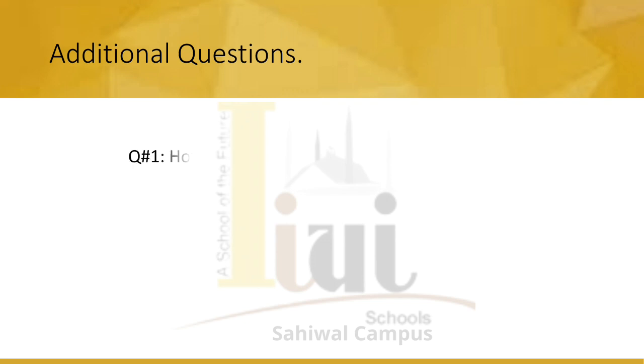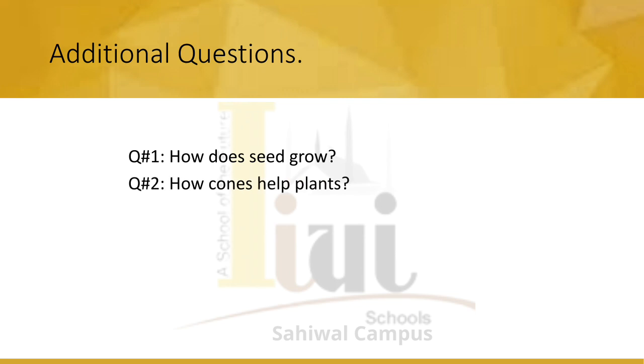Additional questions. So here are some additional questions which you have to do on your classwork notebook. Question number 1 is, how does seed grow? So you have to write a topic paragraph about how does seed grow. Question number 2, how do cones help the plants? And then you have to write about cones, how cones help the plant in the growth, in the reproduction, in the adult plant formation, adult tree formation. So you have to write all this process.